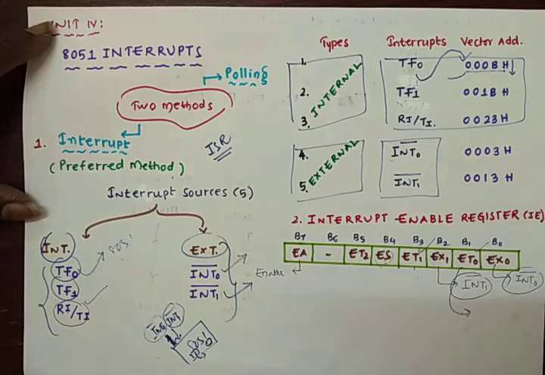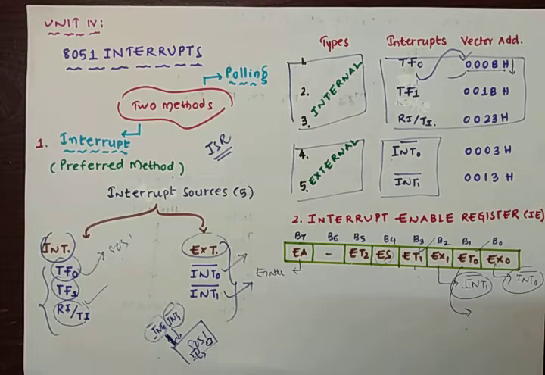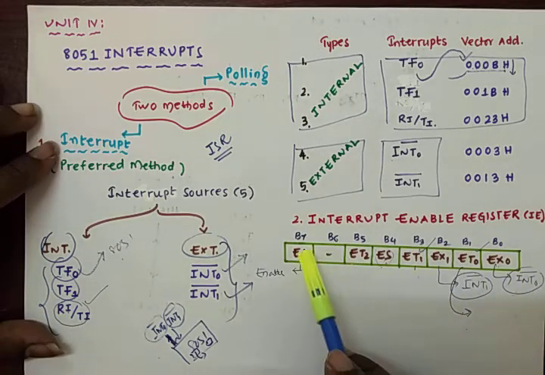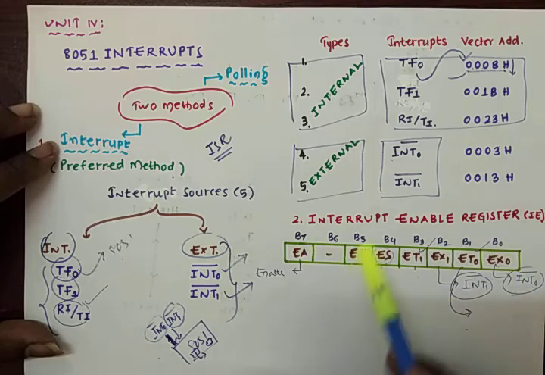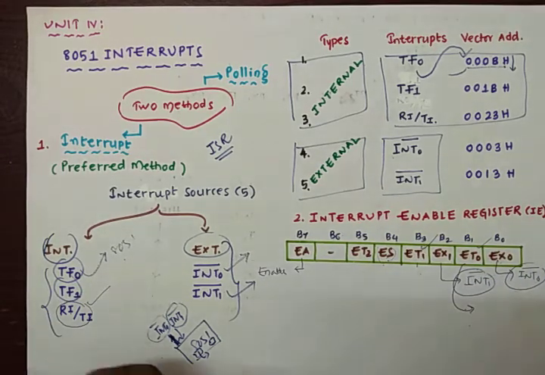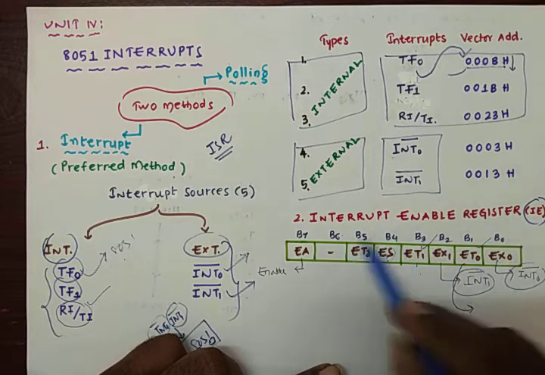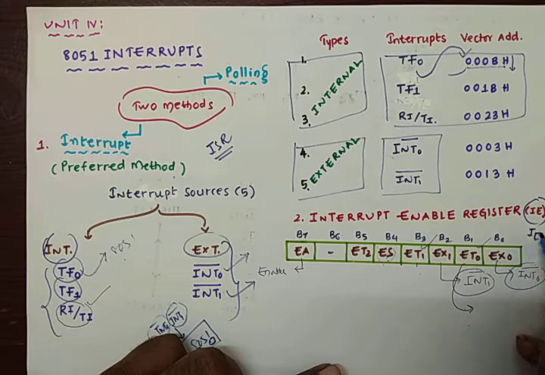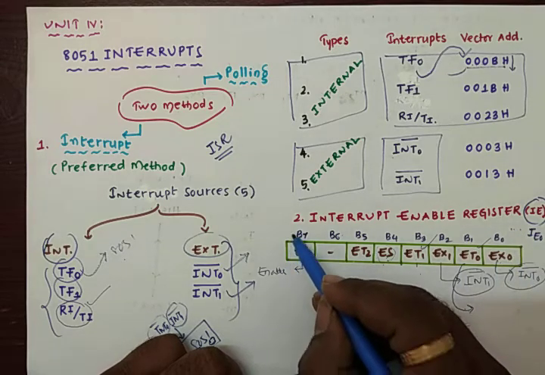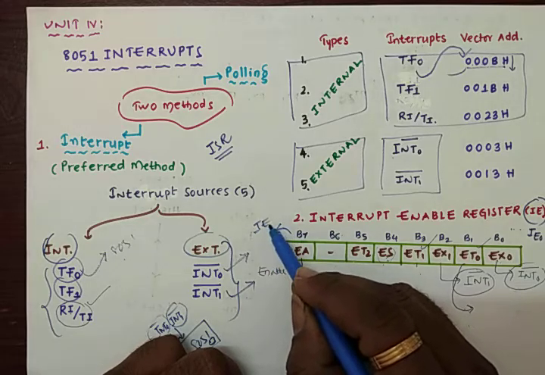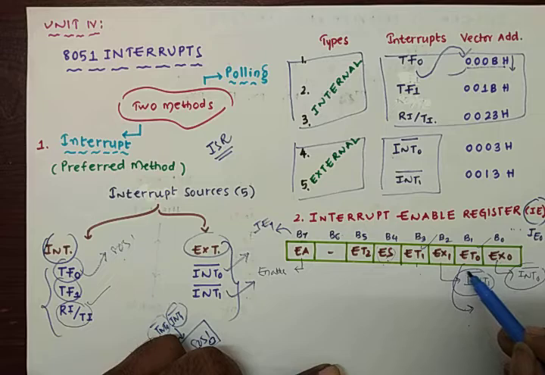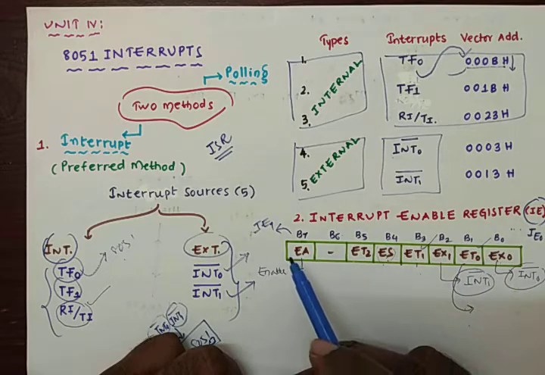Then I am going with another important thing, called the interrupt enable register. This interrupt enable register can enable or disable interrupts. It is a register with 8 bits, B0 to B7. In short we can represent the interrupt enable register as IE. It is an 8-bit register, so each bit can be represented as IE0, interrupt enable bit 0, then interrupt enable bit 1, and the last one is interrupt enable bit 7.